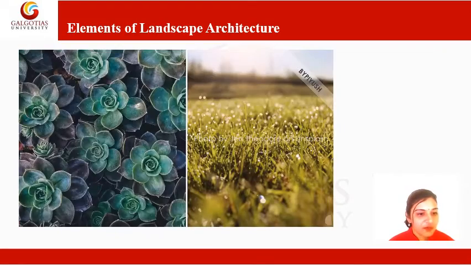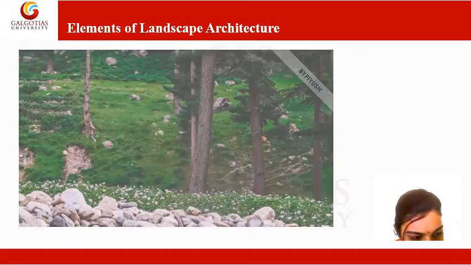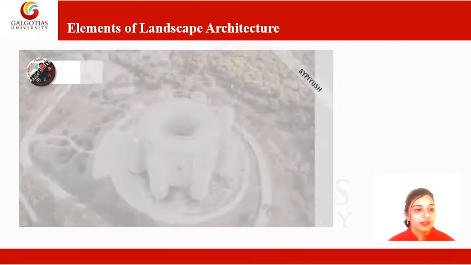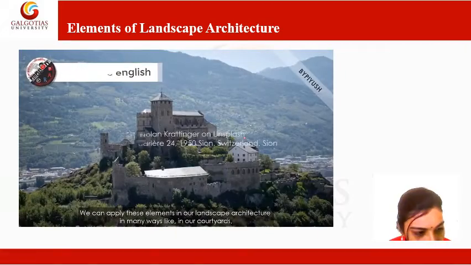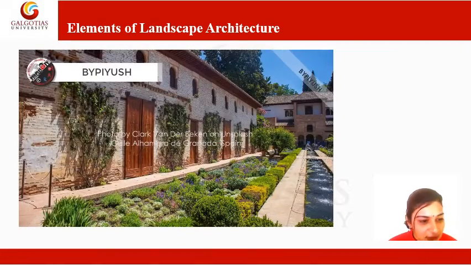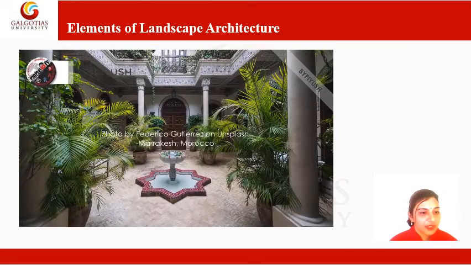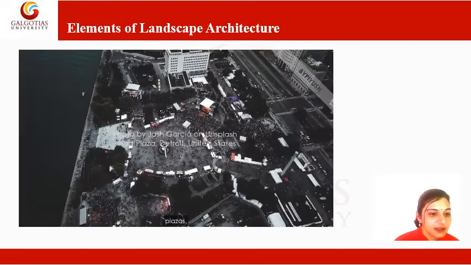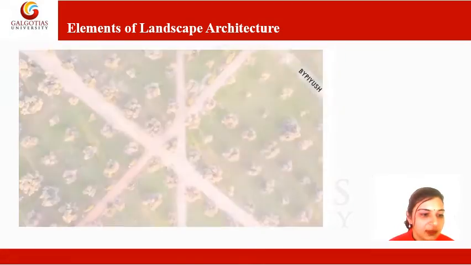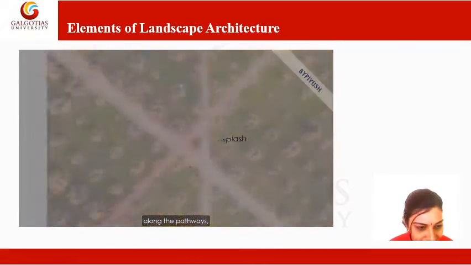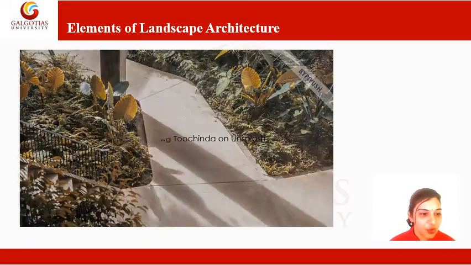You can see in this video how the visual or aesthetic appearance is changed by the use of plants in our landscape. We apply these plants in our courtyards, outside our home, in our plazas, to make them lively and beautiful. Without plants, landscape is not possible. You can use them along the pathways also.